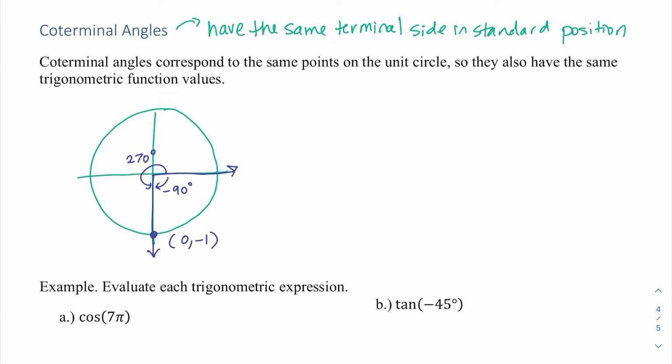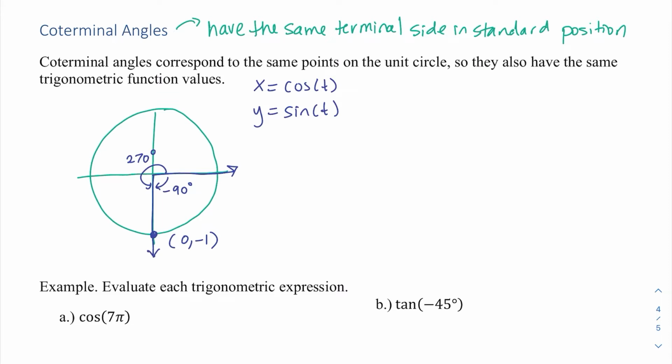And so what this is saying is that coterminal angles correspond to the same points, so they also must have the same trig values. I know on the unit circle we know more than this, but let's just say x is cosine t, y is sine t. We know about the other four trig functions too, but just for this example, we'll keep it to this.